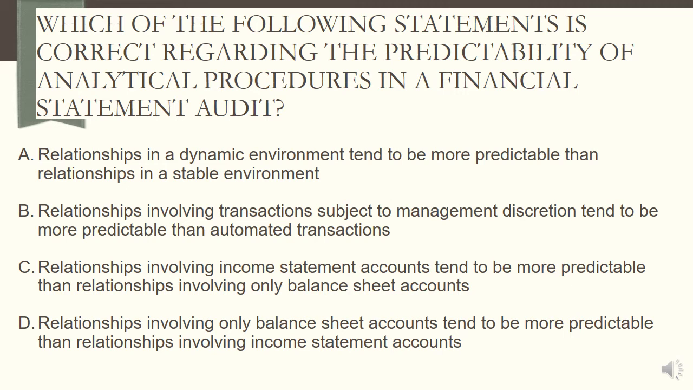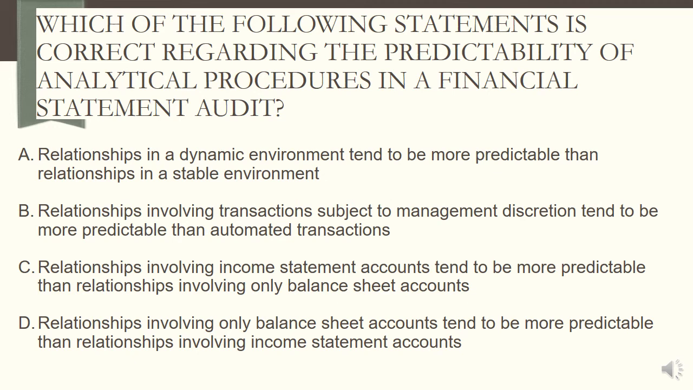The correct answer is C. Relationships involving income statement accounts tend to be more predictable than relationships involving only balance sheet accounts. Remember, the balance sheet is a snapshot at a given point in time, and that changes by the minute, by the day, by the week. Whereas income statement accounts show the flow over time. Therefore, they're a little bit more stable.